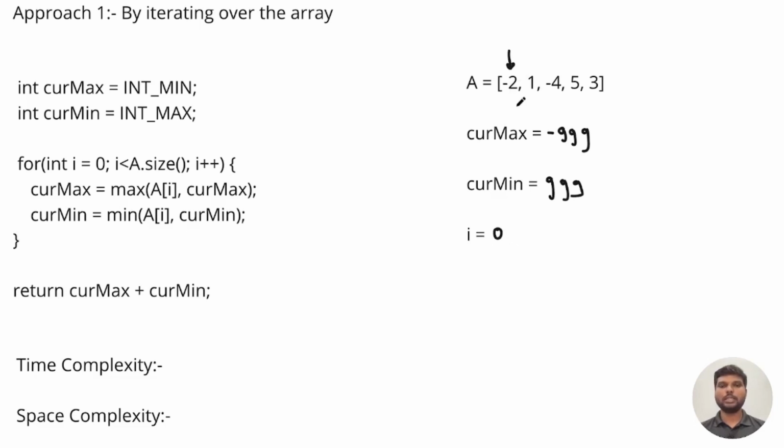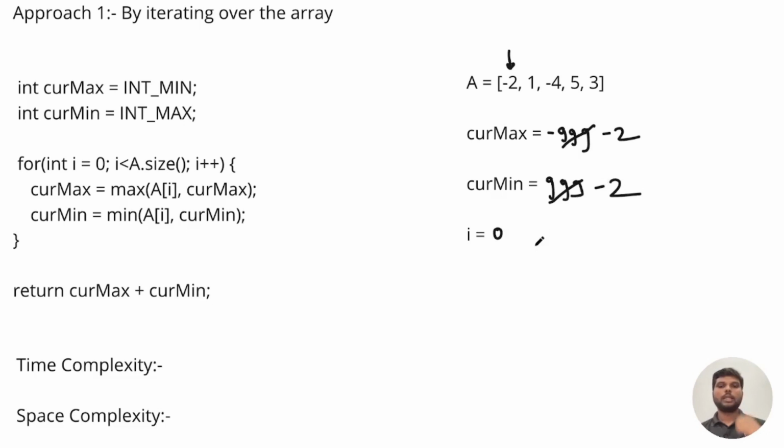So we are considering this element. And then what do we do? We find the maximum between the current element and current max. The current element is -2 and the current max is -999. So the maximum between these two elements is -2, right? So we will assign the value -2 to the current max. Similarly, we will find the minimum between A[i], the current element, and current min. The value of current min is 999 and the value of A[i] is -2. So the minimum between these two is certainly -2, right? So we will assign the value -2 to the current min.